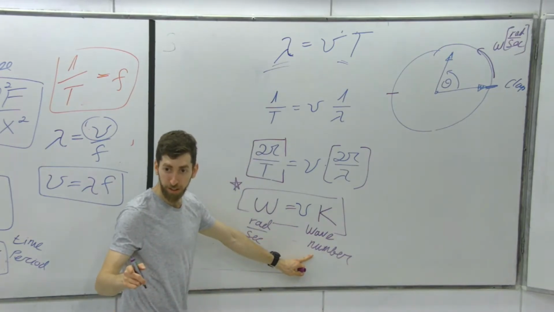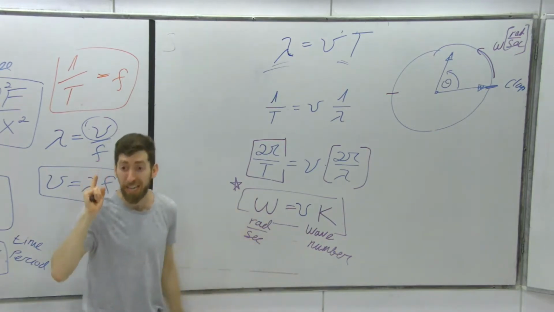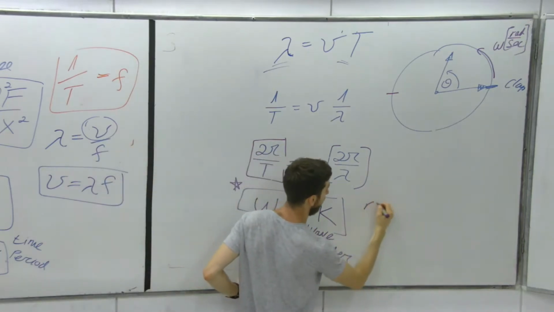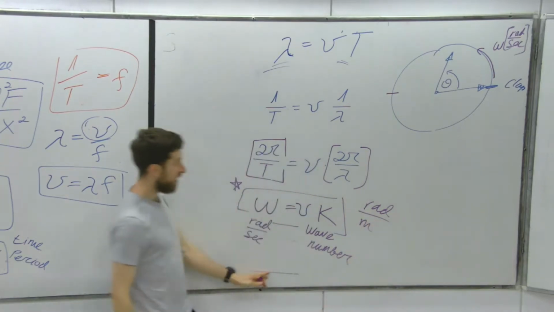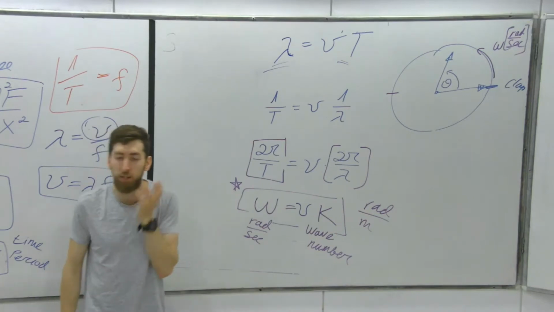What? No, not 1/meter. It's a common mistake, even in books. It's radian. Yes, thank you very much. It's a radian per meter, okay? It's really important. This K is kind of not real.